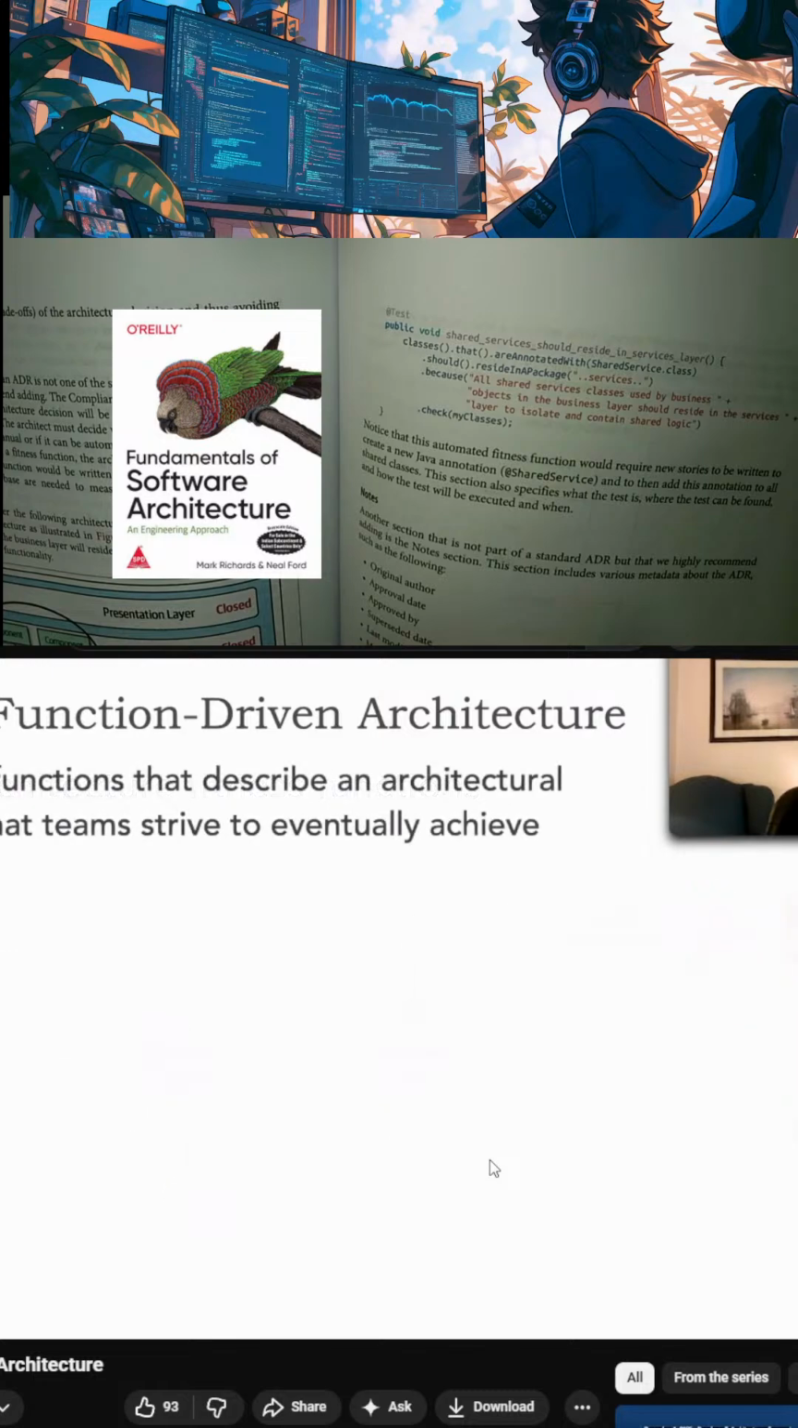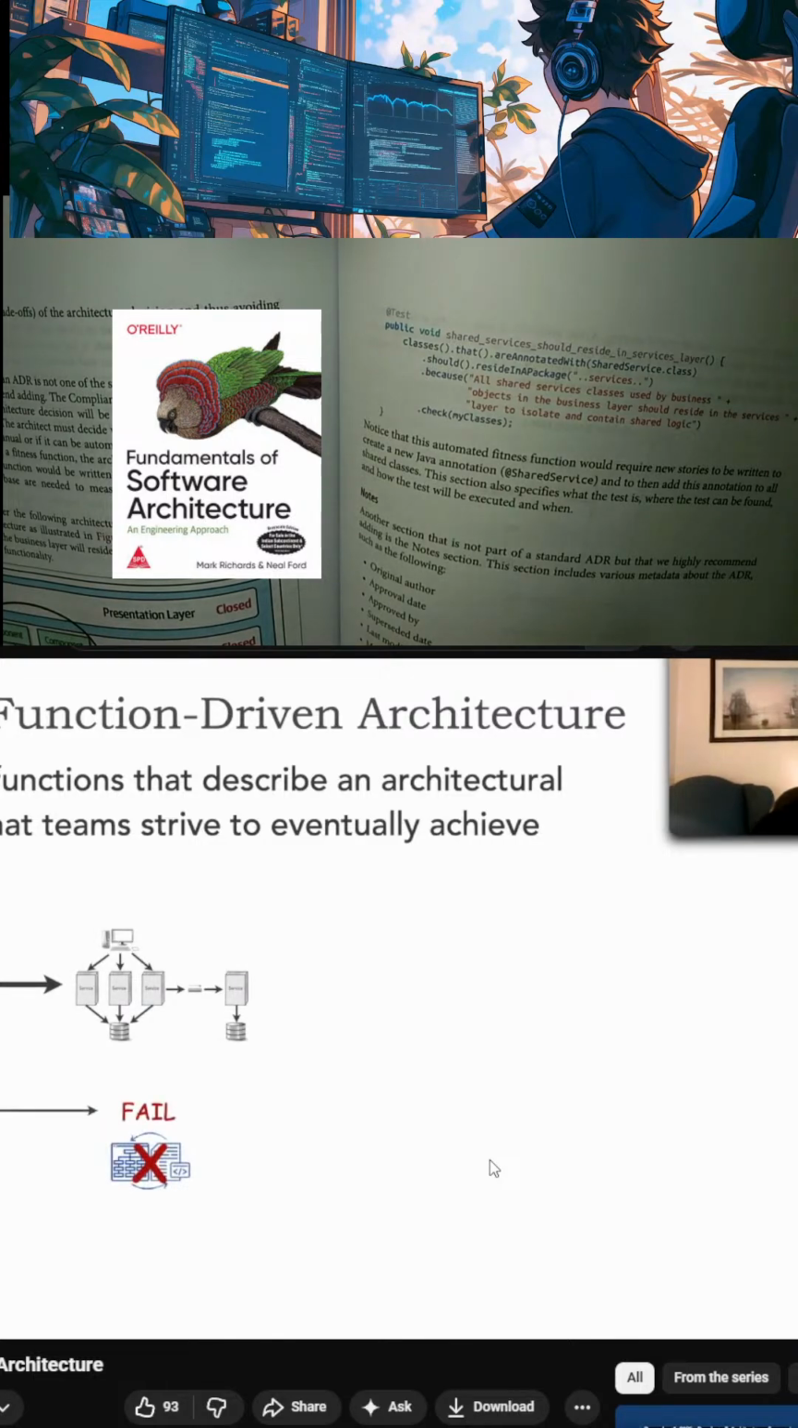Now, fitness function driven architecture effectively are fitness functions that describe an architectural goal that teams strive to eventually achieve. Very similar to what we do in TDD, test driven development. So we start with a test, a fitness function that measures some sort of either structural, process, or even operational kind of metrics. And then we start to work on our architecture.